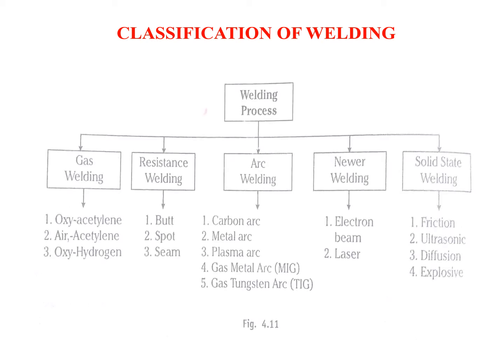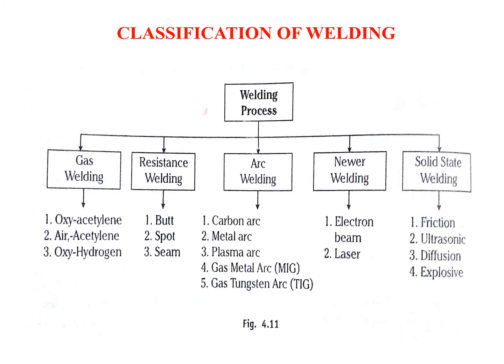The next is the classification of welding. What are the different types of welding which we are going to study? Here you can see in figure number 4.11 we have different welding processes. The first one is gas welding. In gas welding we have three types. One is oxyacetylene welding, in which we use oxygen and acetylene to generate heat.